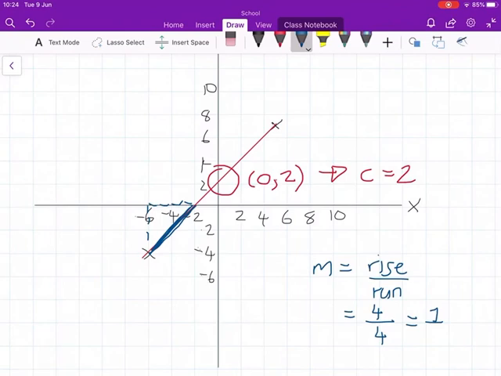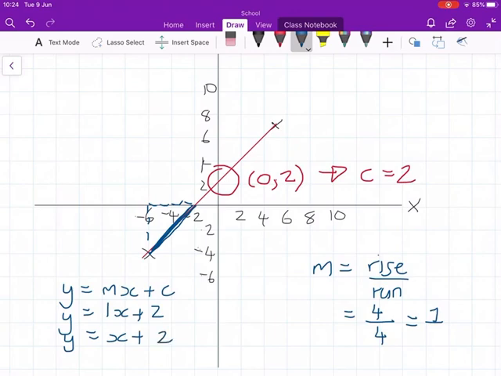Now, what does this mean in our equation? Remember, the equation has to be y equals mx plus c, which means y is equal to 1x plus 2. So y is equal just to x plus 2, because you don't need the 1 anymore.